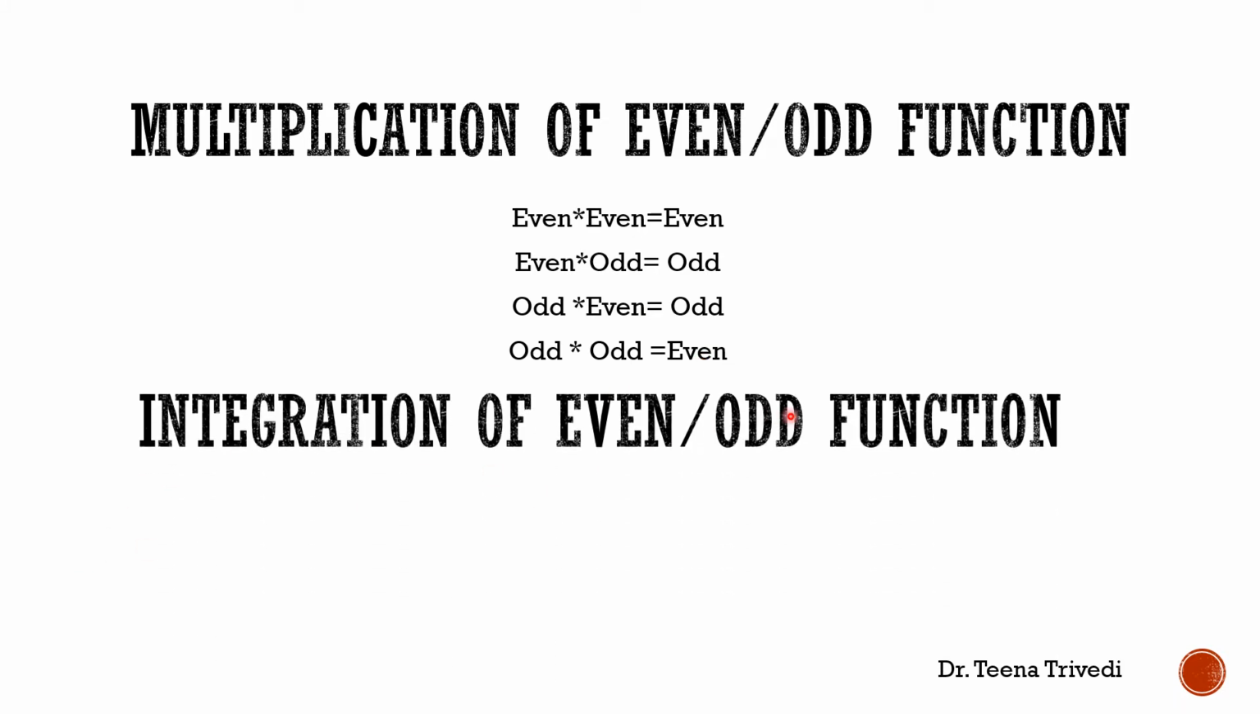Now integration of even odd functions. If f of x is an even function, then the integration from minus a to plus a of f of x dx is equal to 2 times the integral from 0 to a of f of x dx. When f of x is an odd function, the integral from minus a to plus a of f of x dx will be 0. This concept will be used in a Fourier series also. So let's understand.